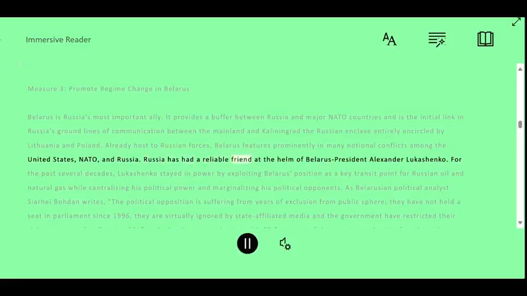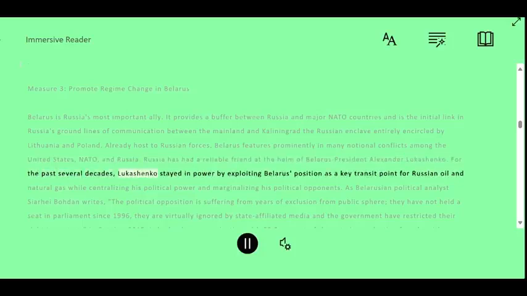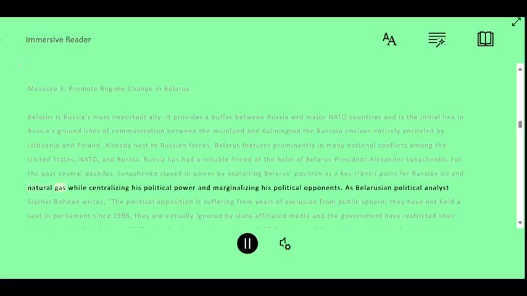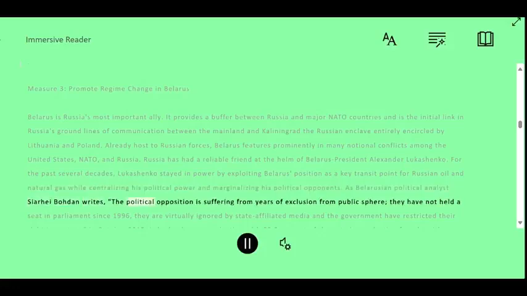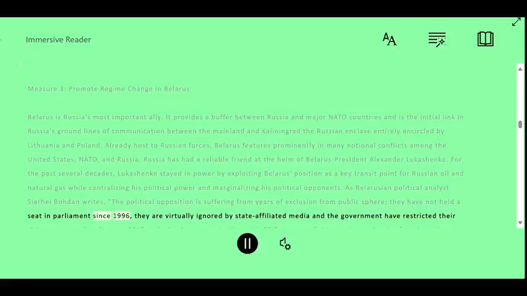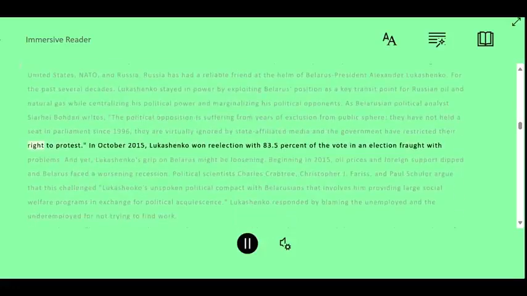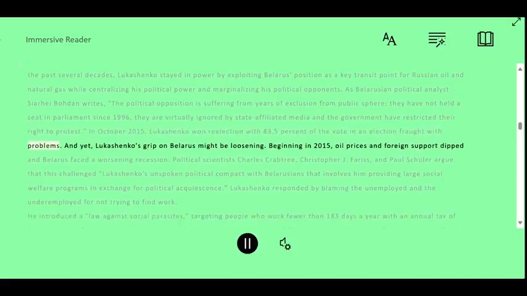Russia has had a reliable friend at the helm of Belarus, President Alexander Lukashenko. For the past several decades, Lukashenko stayed in power by exploiting Belarus' position as a key transit point for Russian oil and natural gas, while centralizing his political power and marginalizing his political opponents. As Belarusian political analyst Sci-Fi Bodon writes, the political opposition is suffering from years of exclusion from the public sphere. They have not held a seat in parliament since 1996. They are virtually ignored by state-affiliated media, and the government has restricted their right to protest. In October 2015, Lukashenko won re-election with 83.5% of the vote in an election fraught with problems.